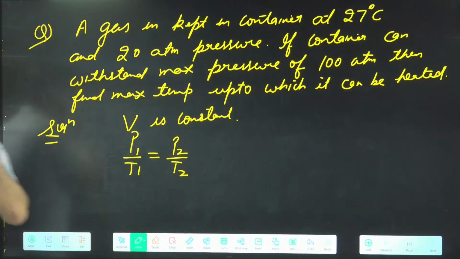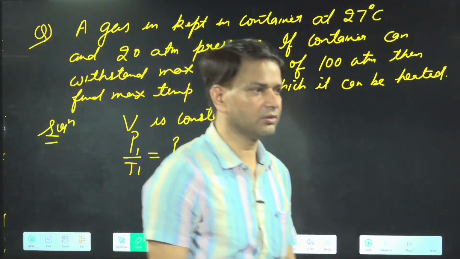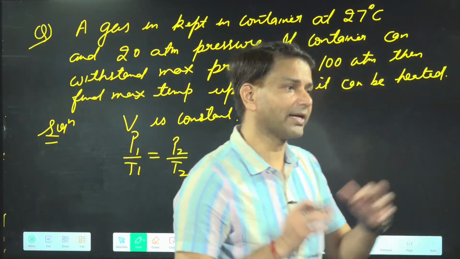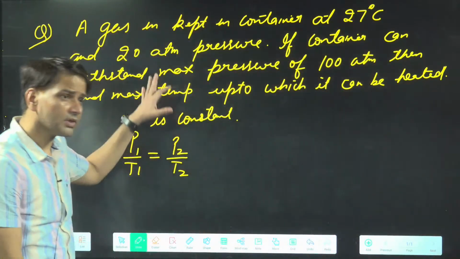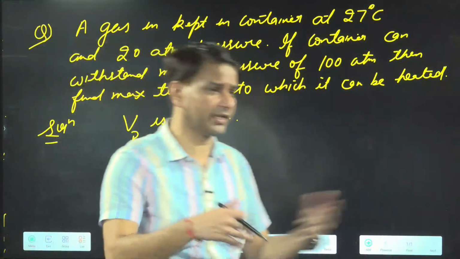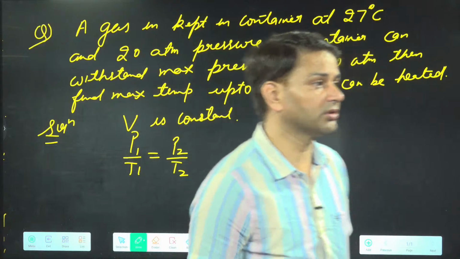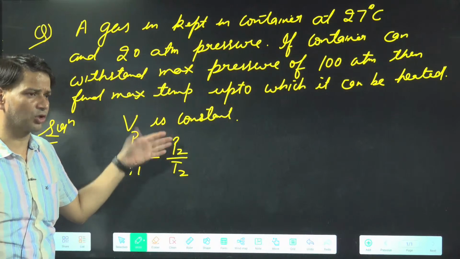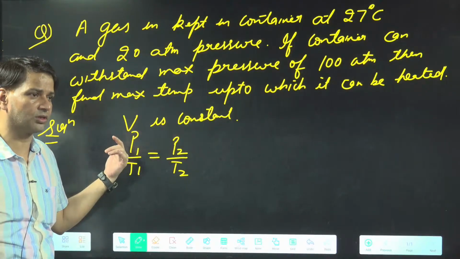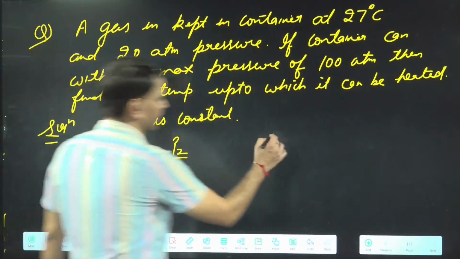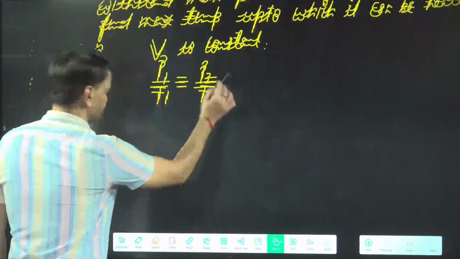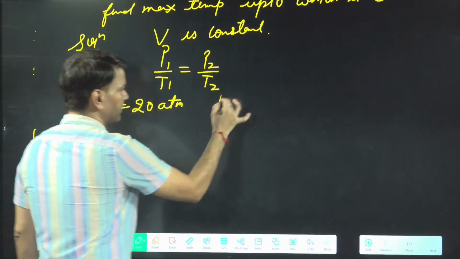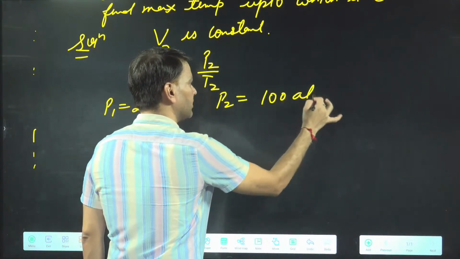They are asking the maximum temperature up to which it can be heated. When we heat at constant volume, pressure will increase. The maximum pressure can increase up to 100 atm, because beyond that the container may get destroyed or break. So the final pressure P2 we can say is 100. Initially they have enclosed the gas at 20, so P1 is 20 atm, and P2 we can increase up to 100 atm.